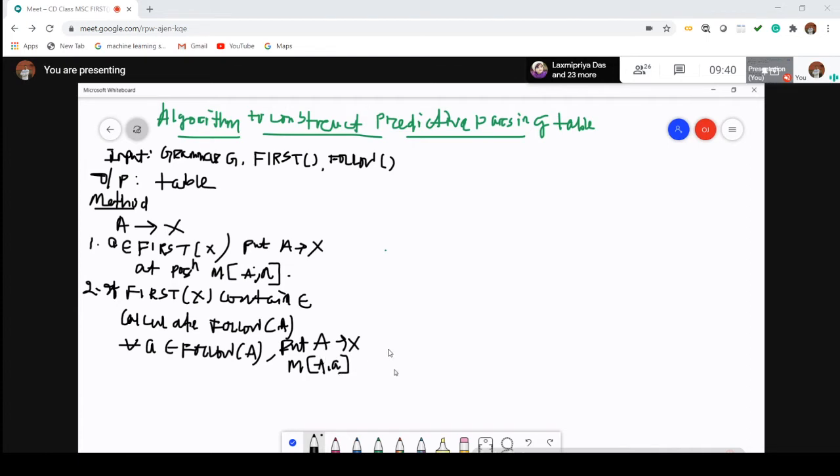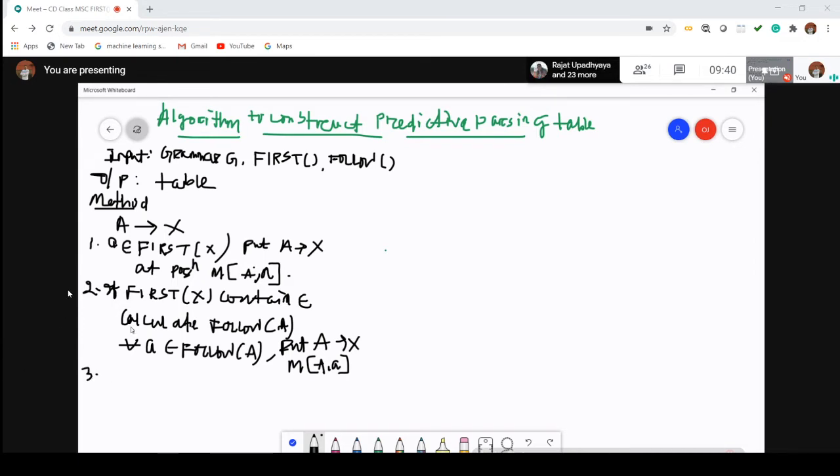So what exactly is rule number 2? Whenever you calculate the first set of X, if the first set contains epsilon, go for calculating the follow of A, the left hand side. For all possible values of a terminal symbol which is present in follow of A, we have to put the production A to X in the position M of A, a. Okay, rule number 3.